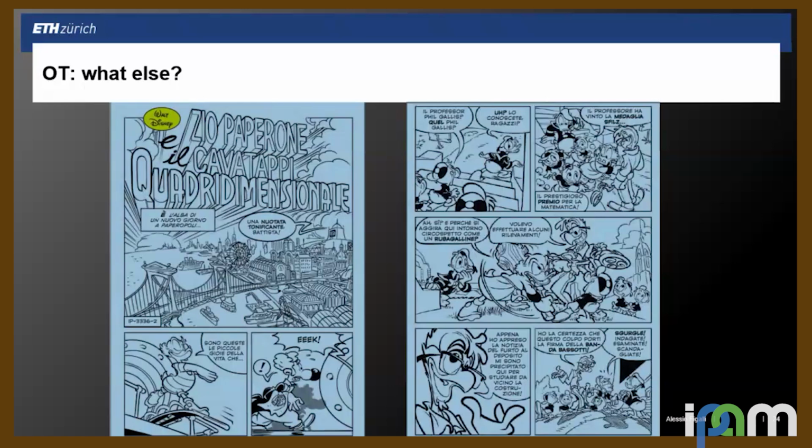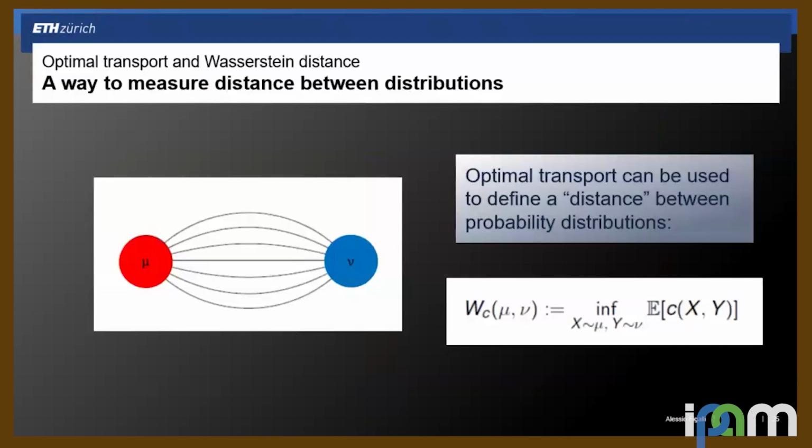So you can use optimal transport to steal money if you know how to use the 4th dimension. That's another application. But there are also other things that you can do. And one thing that made optimal transport a very flexible tool is the fact that you can use it to define a distance between distributions, for example, probability distributions.